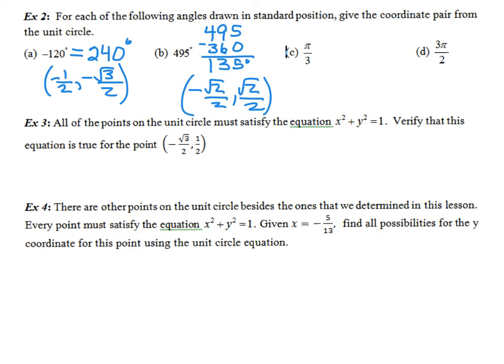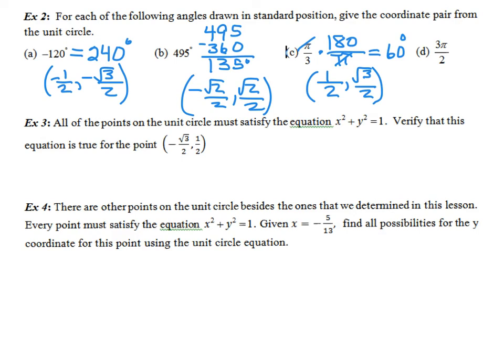Let's go to C, pi over 3. I'm going to take a minute to convert from radians to degrees, so I'm going to multiply by 180 degrees over pi radians. The pi's cross cancel. 180 divided by 3 tells me that I'm looking at an angle of 60 degrees. So going to my circle at 60 degrees, the ordered pair is 1/2, radical 3 over 2.